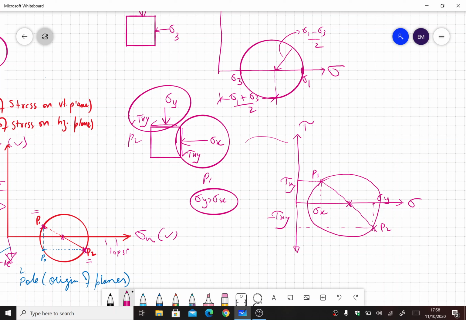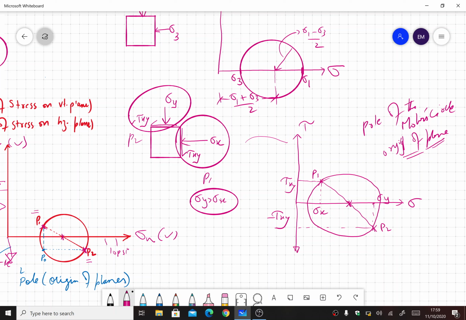After this we have one important thing that is called the pole. We call that the pole of the Mohr circle, or the origin of planes. According to the definition, each and every plane in the element will pass through the pole. So how do you find the pole?